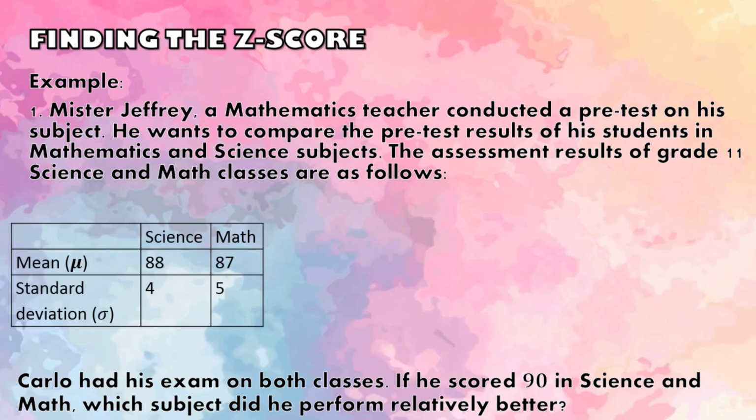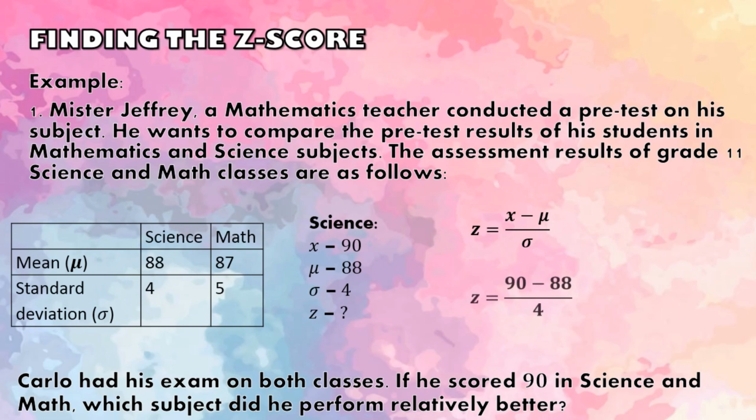Let's solve the z-score for science. Let x be the raw score, which is 90. The mean is equal to 88. The standard deviation is 4. And the missing value is the z-score. By applying the formula, z-score is equal to raw score minus mean all over standard deviation, then simply substitute the given values into the formula. Therefore, the z-score for the science subject is 0.5.